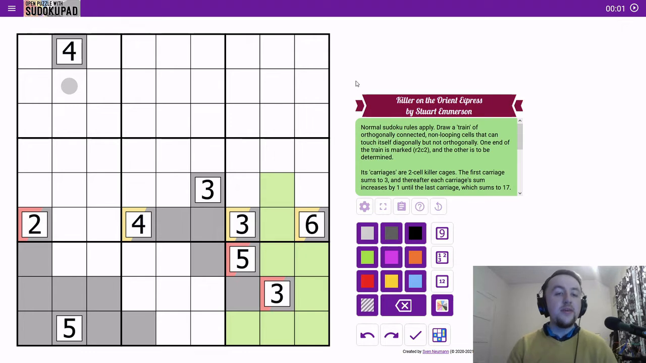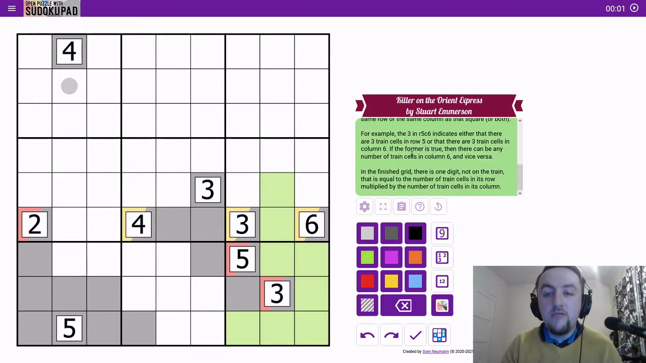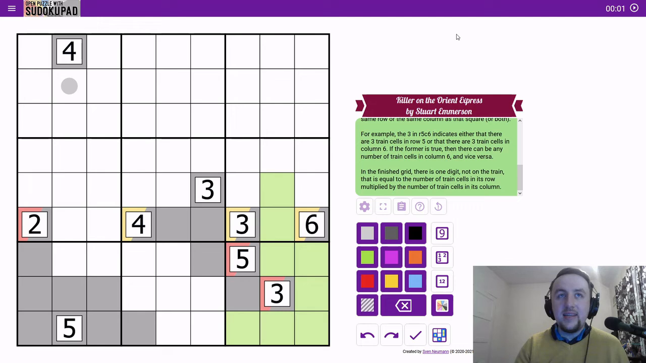So yes, I will leave you to finish the rest of this solution if you like. I'll just mention right at the end, in the finished grid, there is 1 digit not on the train that is equal to the number of train cells in its row multiplied by the number of train cells in its column. Quick spoiler alert, skip over the next minute if you don't want the answer to this bit.